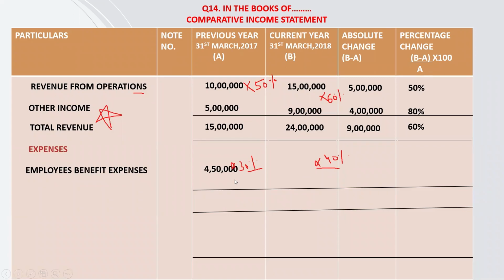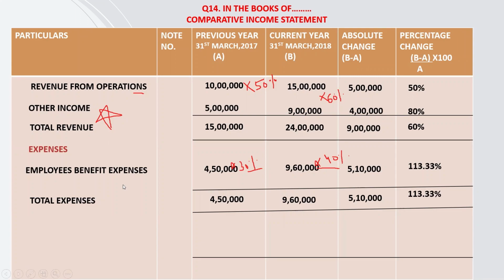So 15 lakh का 30% will be 4 lakh 50. 24 lakh का 40% will be 9 lakh 60. Now what will be absolute change? It will be 9 lakh 60 minus 4 lakh 50, which is equal to 5 lakh 10. Now, when you will divide this 5,10,000 with 4,50,000, you will get percentage change, which is 113.33%. Now, total expenses will remain same, कोई calculation नहीं है, as it is balances जो है we will write.